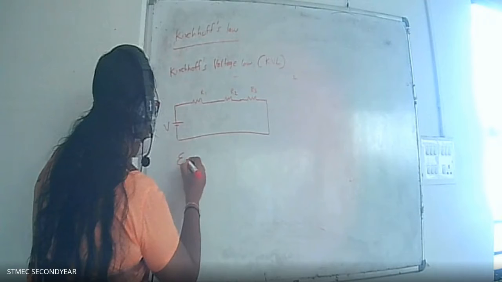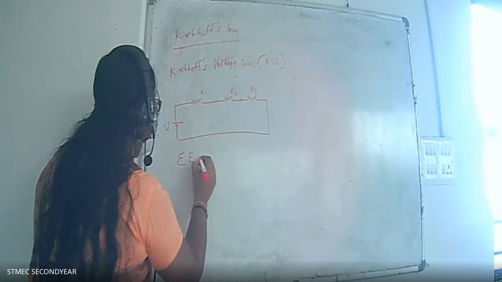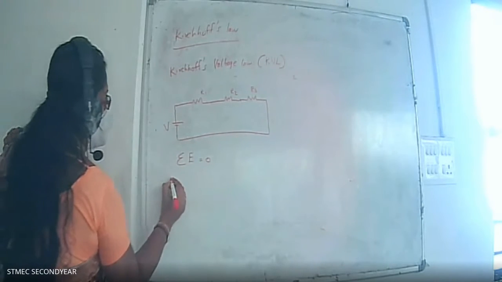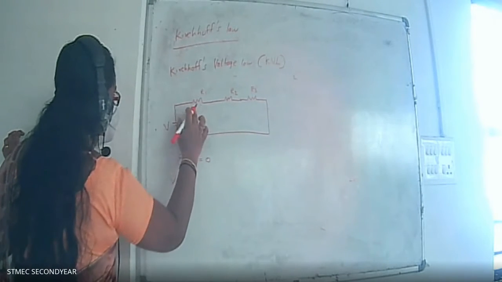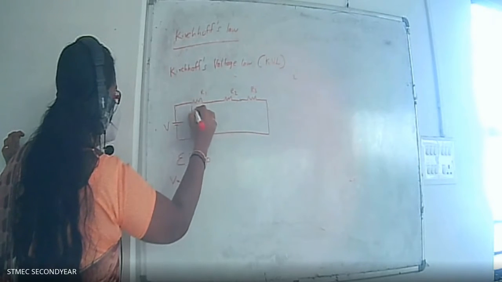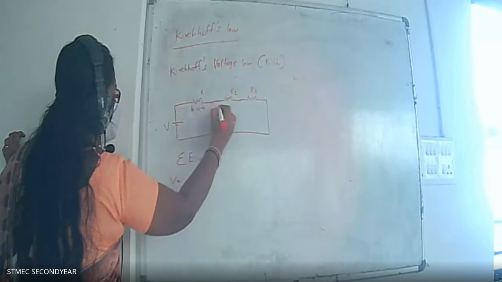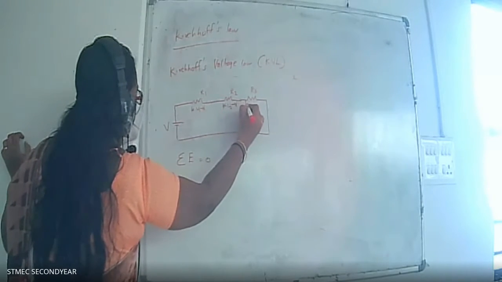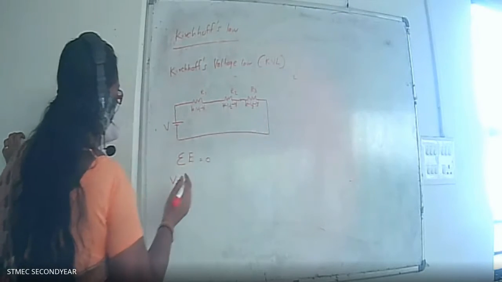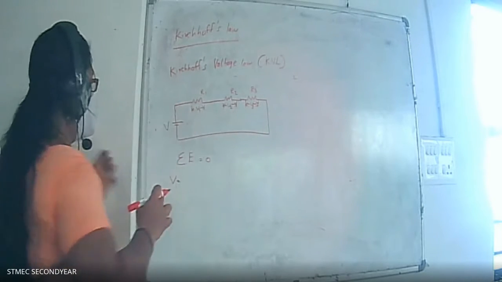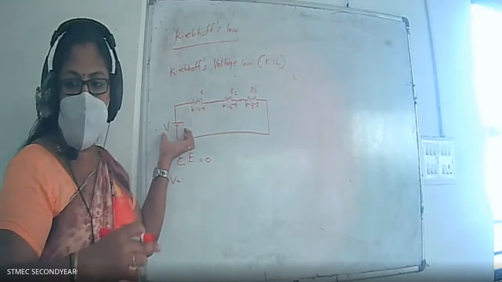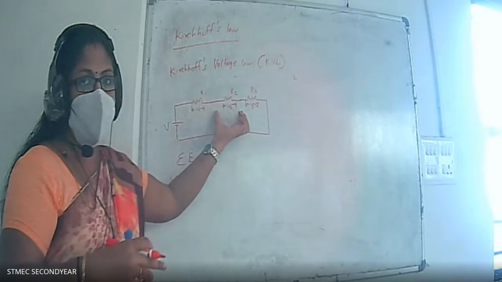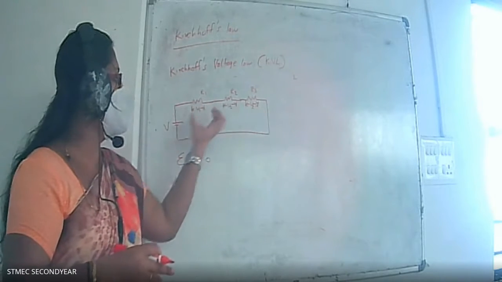So we can write sigma V equal to 0. Here, what is sigma V? This is voltage. Let V1 be the voltage drop across R1, V2 the voltage drop across R2, and V3 the voltage drop across R3. See, this is the input voltage, okay, DC voltage, and this is the voltage drop across R1. This is the voltage drop across R2. This is the voltage drop across R3. That is V1, V2, V3.